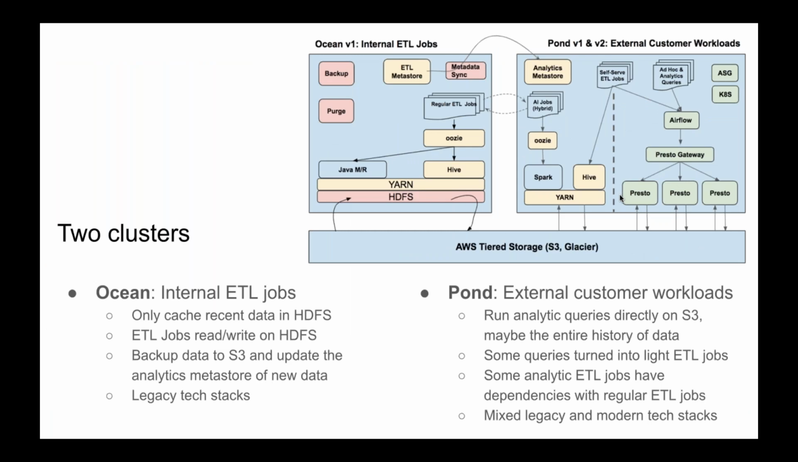To summarize the issues, we need to understand a little more about the two clusters, what they are doing. On the left-hand side is a cluster called Ocean that is running internal ETL jobs. It only caches recent data in HDFS. We only need to have a few days, 3 or 7 days of data in HDFS. And the ETL jobs read and write on HDFS directly, because if you directly read and write on S3, the performance will be very bad. So there's a lot of variance in terms of speed.